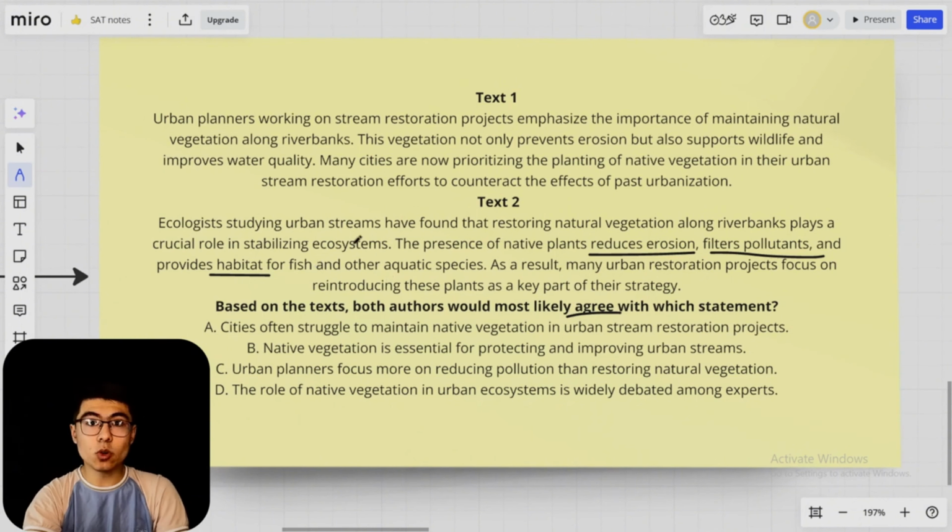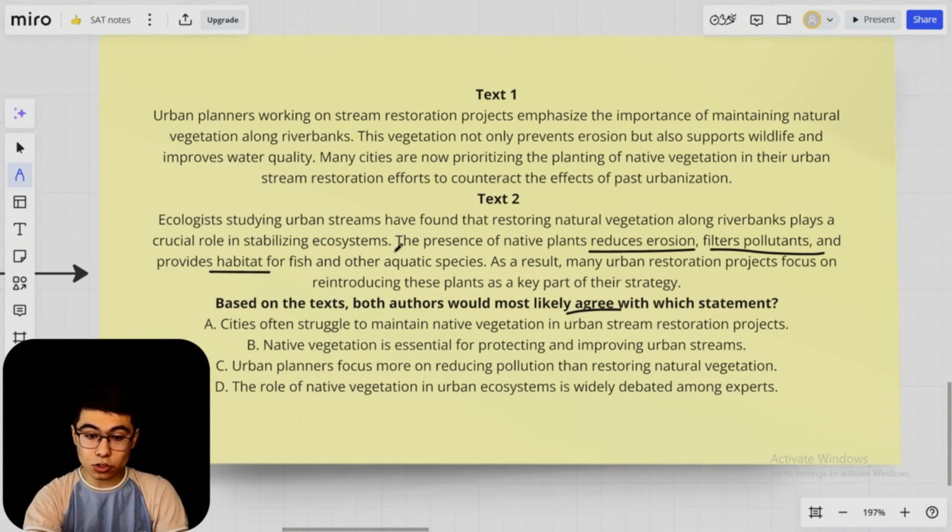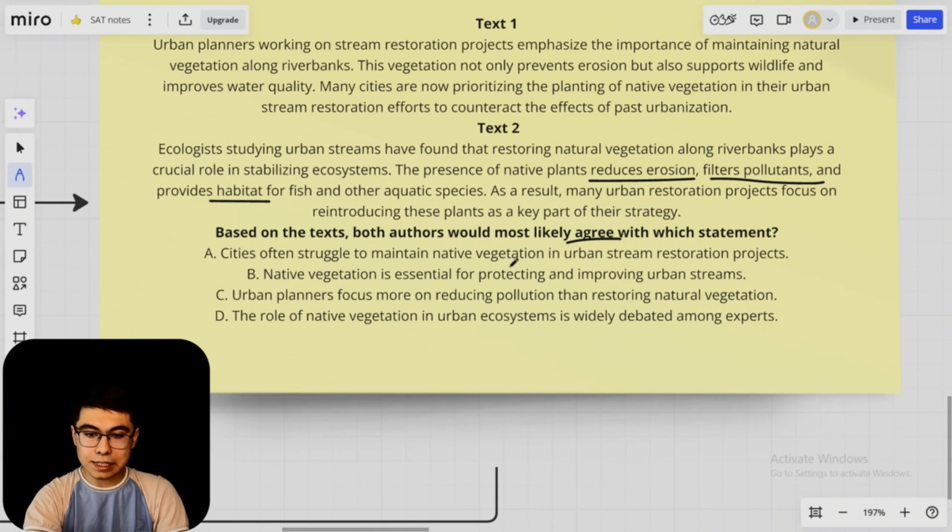Now let's read the choices. Cities often struggle to maintain native vegetation in urban stream restoration projects. And there's nothing about struggling. So A is wrong because of that. Choice B, native vegetation is essential for protecting and improving urban streams. Yes, that sounds like the right answer, so let's keep it.